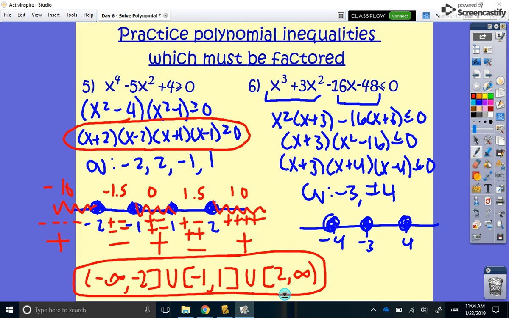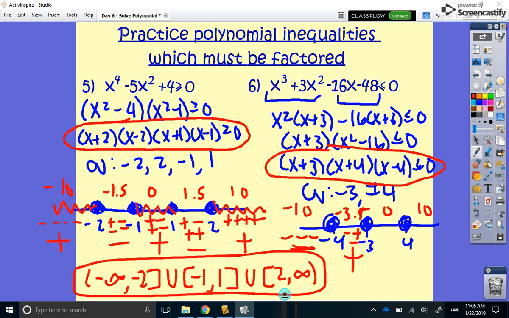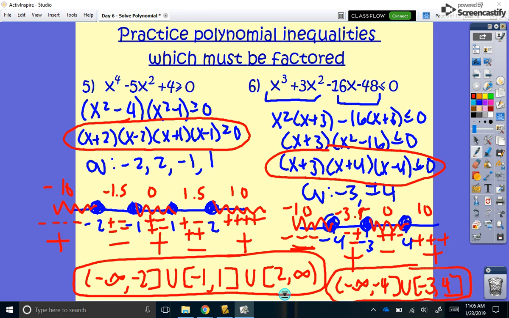And hopefully by now, it's beginning to seem a little bit easier than when you started. We're plugging it in here. So I have negative, negative, negative, which is negative. Negative, positive, negative, which is positive. Positive, positive, negative, which is negative. And then 3 positives, which are positive. Less than or equal to 0 numbers are negative. So negative infinity to negative 4, union, negative 3 to 4. If you didn't understand one of these examples, just rewind the video, go back and watch it again, or ask a neighbor to see if they can help.